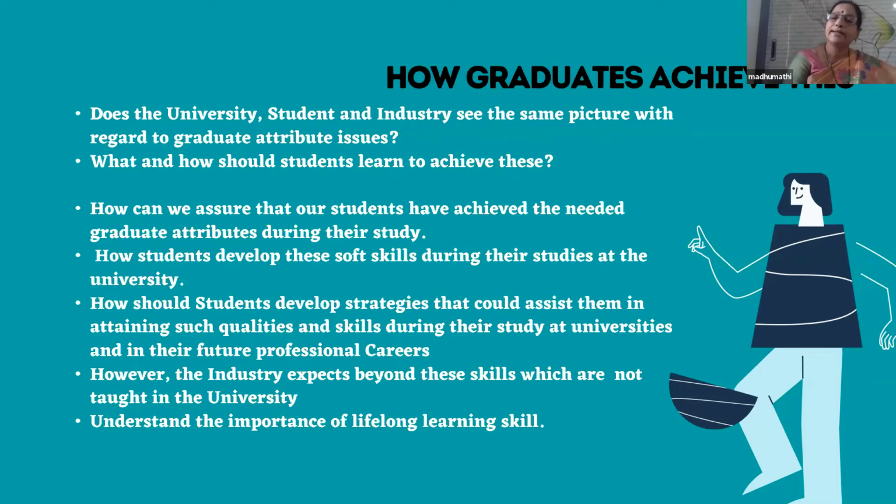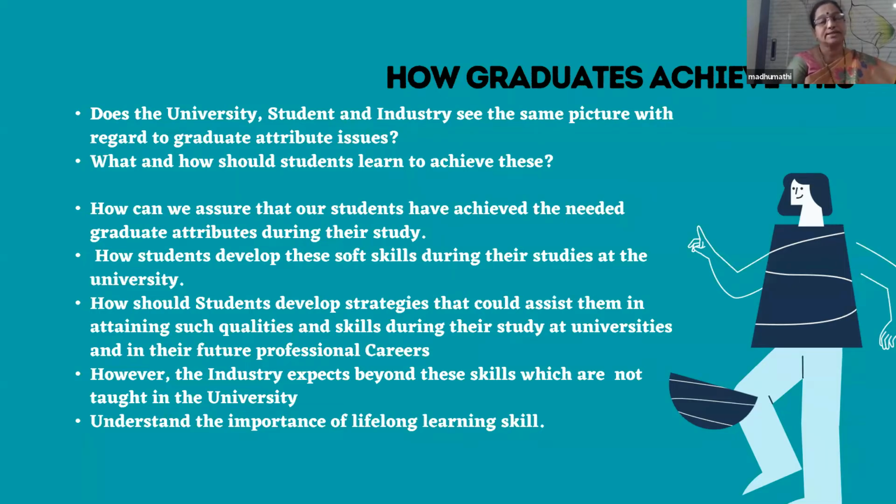Then how do graduates achieve this? Does the university or student and industry see the same picture with regard to graduate attribute issues? What and how should students learn to achieve this? Do they have an awareness of it? Do they have an exposure to it? Is anybody giving them a motivation towards it? How can we assure that our students have achieved the needed graduate attributes during their study? Or how do students develop these soft skills during their studies at the university?